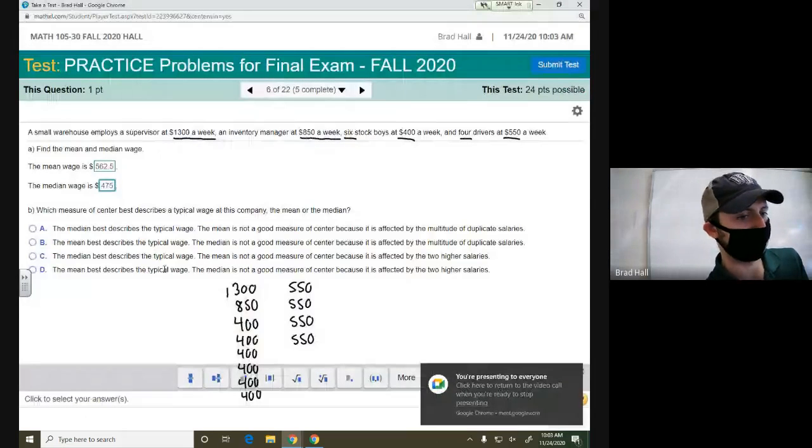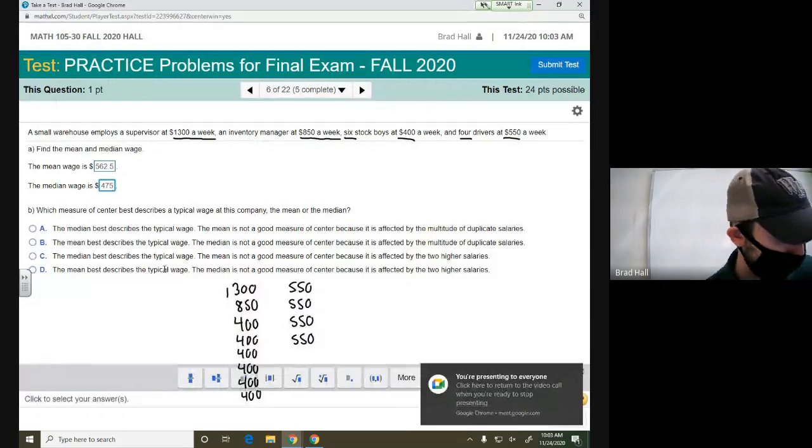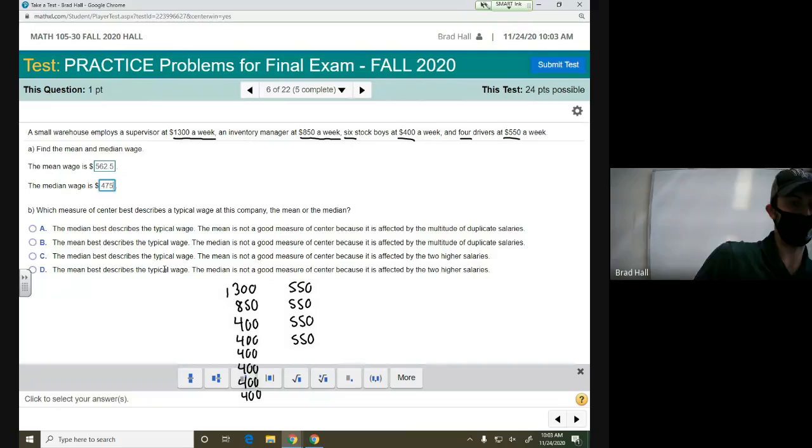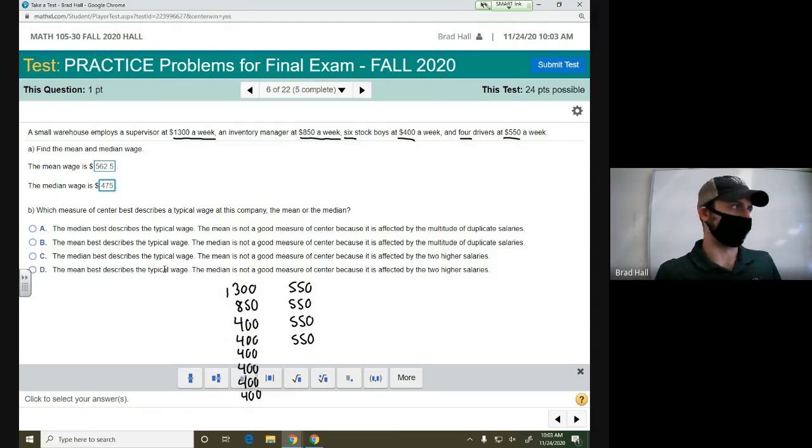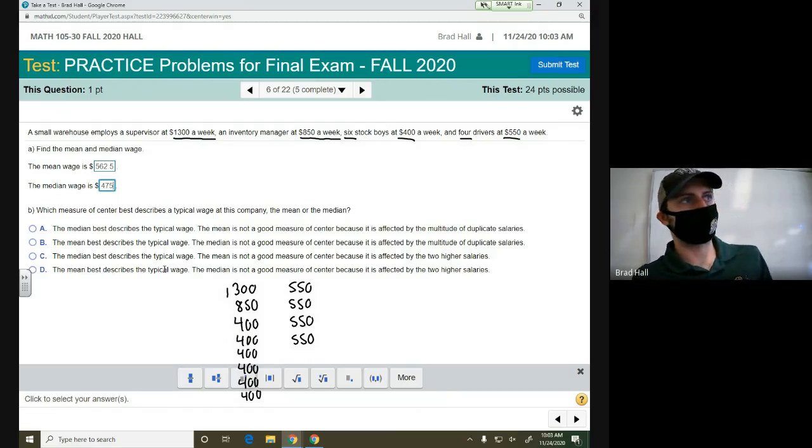And then they want us to determine which one of these is the best measure of the center. So really, it's a toss-up between the mean and the median. And that's based off of if we have any outliers or not. If we have an outlier, the mean's not very good to use. If we don't have any outliers, the mean's perfect to use.